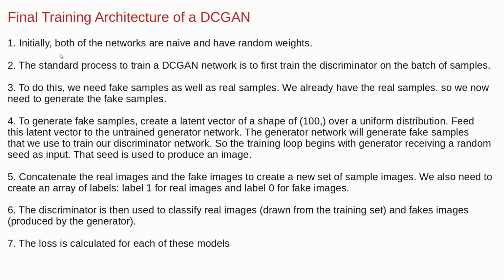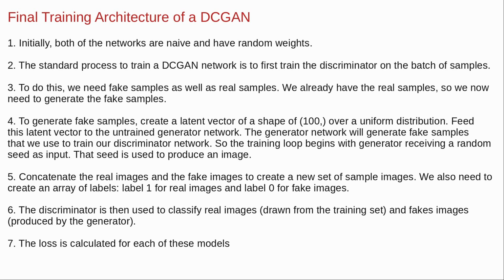Number one, initially both the networks are naive and have random weights. The standard process to train a DCGAN network is to first train the discriminator on the batch of samples. To do this, we need fake samples as well as real samples. We already have the real samples, so now we need to generate the fake samples. And then to generate the fake samples, create a latent vector of shape 100.